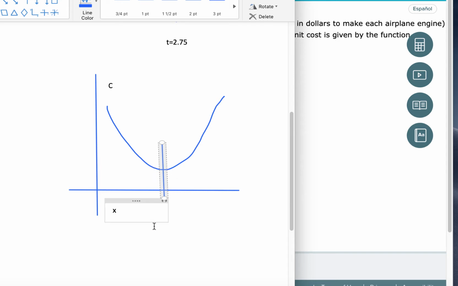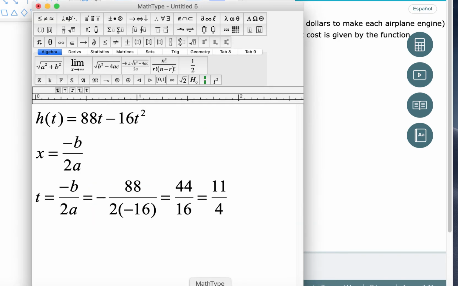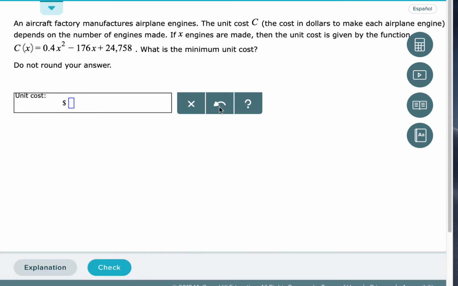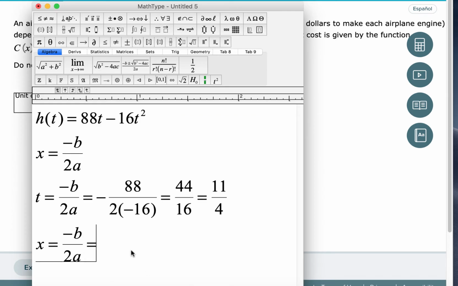So again, we're going to find the vertex by the same way we did before. It's x equal to the opposite of b over 2a. So in this particular case, we don't have to change it to t because it's not a height function. And then we're just going to substitute in our values. For our particular case, b is minus 176 and 2 times 0.4. So it's going to equal the opposite of minus 176 divided by 2 times a, which was 0.4.